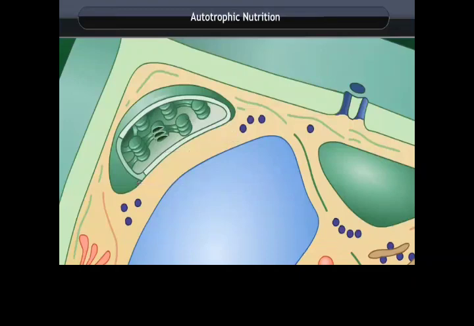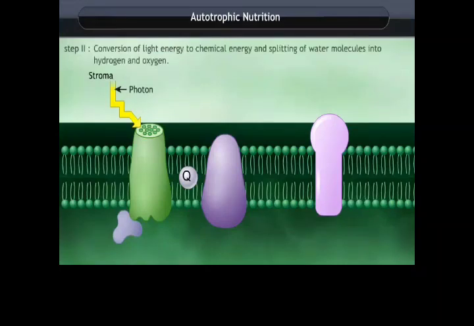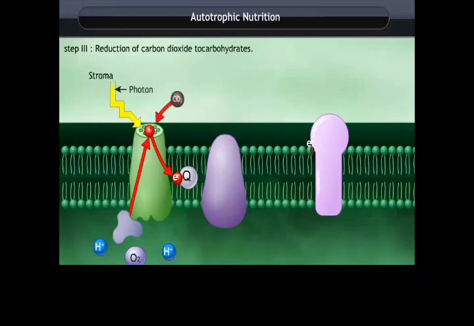The following events occur during this process. At first, absorption of light energy is done by chlorophyll. In the second step, conversion of light energy to chemical energy and splitting of water molecules into hydrogen and oxygen occurs. And finally, the reduction of carbon dioxide to carbohydrates.